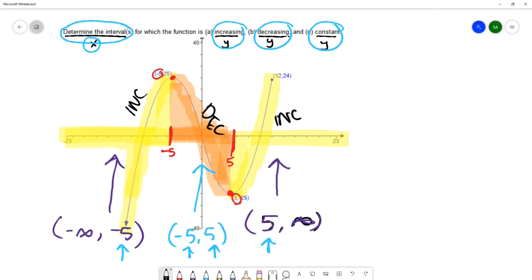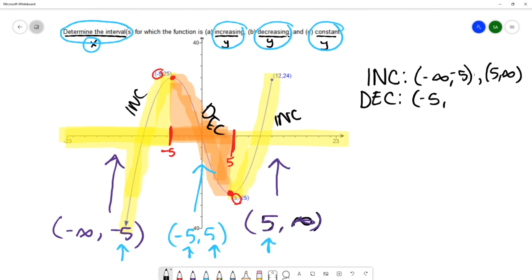So we're going to say that this function is increasing on the interval from -infinity to -5, union with 5 to infinity, and you might actually just put a comma between that instead of a union. And it is decreasing on the interval from -5 to 5, and there are no intervals where this function is constant.